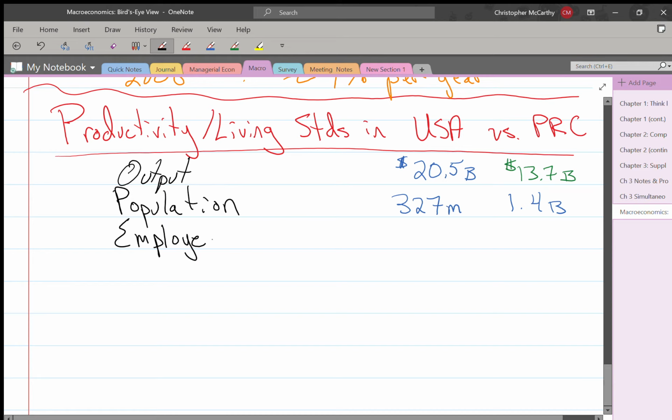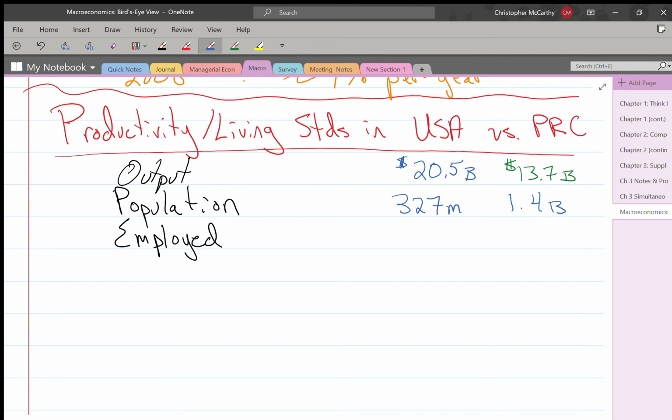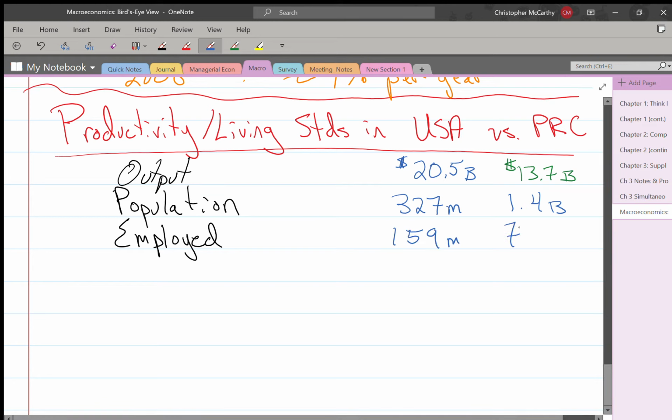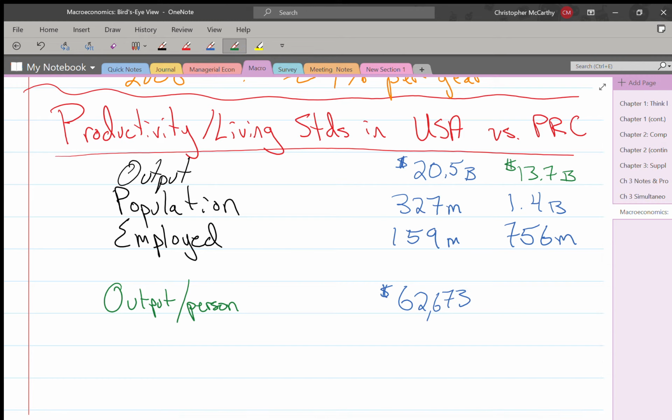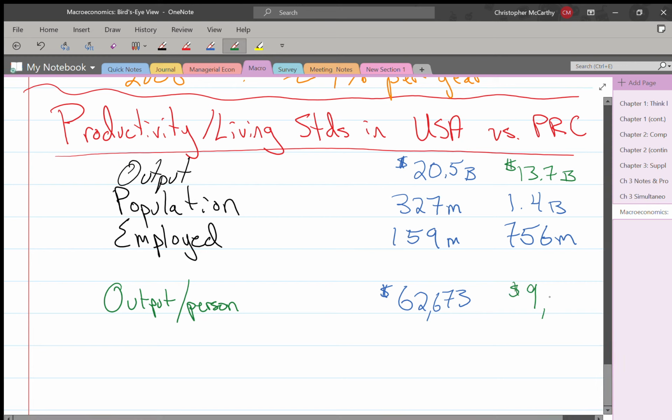The labor force in the United States is 159 million compared to China's, which is 756 million. So now here's where we're going to crunch things a little bit. So now we're going to talk about, well, what's the output per person? So if everybody got the same amount of money, which we know is not true, right? There's vast economic inequality both in China and in the United States. But for the sake of just being able to compare apples to apples, the output per person for the United States is $62,673, and the output per person for China is $9,769. So stark differences there.